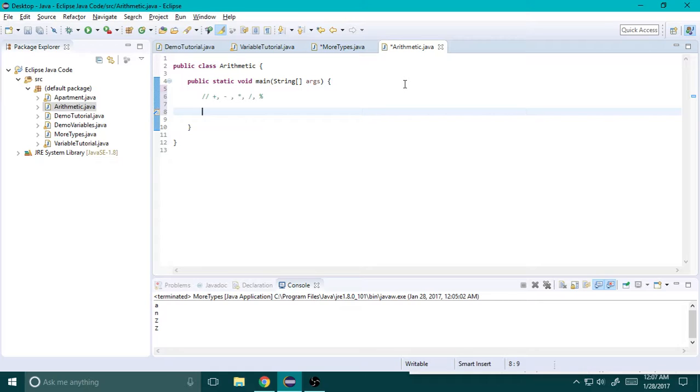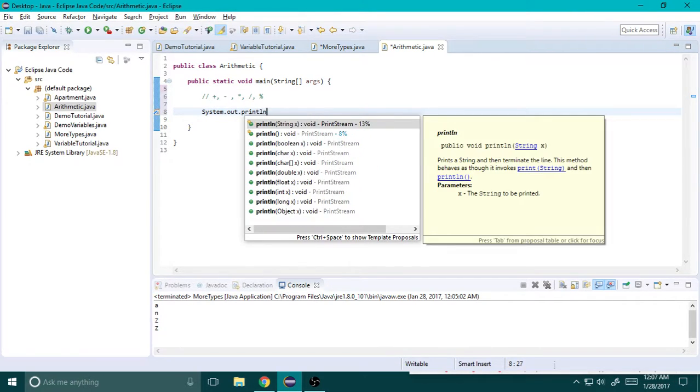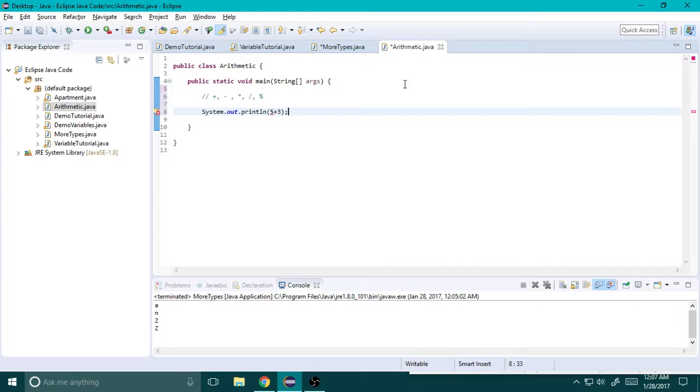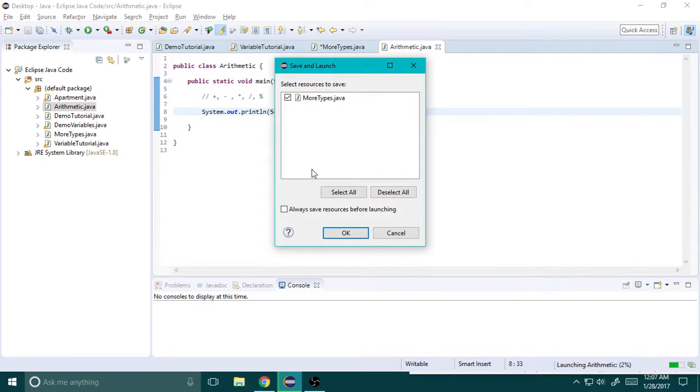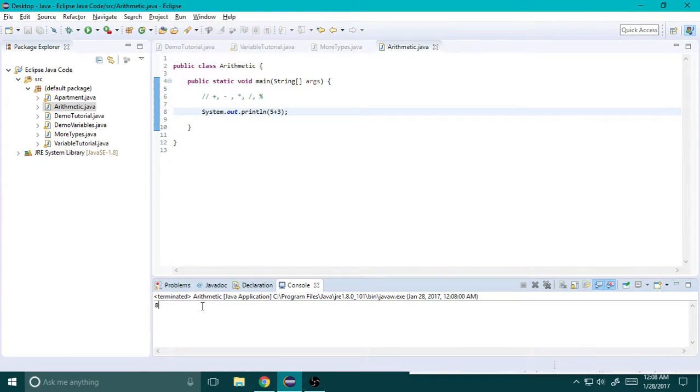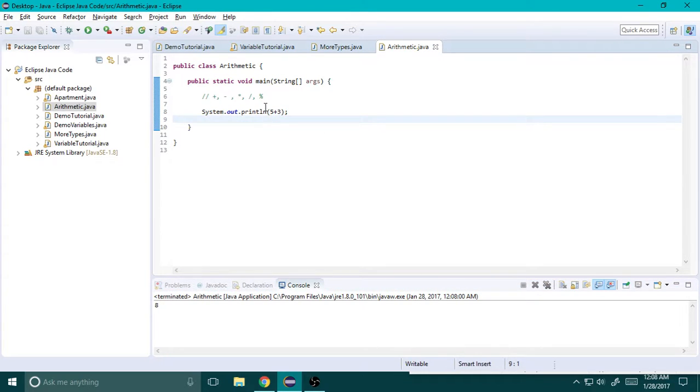So let's say, for example, let's do some basic arithmetic. So I can go ahead and do System.out.println. And if I did something like 5 plus 3, what do you think this will print out? This won't just print out 5 plus 3. This will actually print out the value of 5 plus 3, right? Let's save this. Okay, so this will actually print out 8, right? Because we're adding this and then we're printing it out, right? We're not just printing out 5 plus 3.